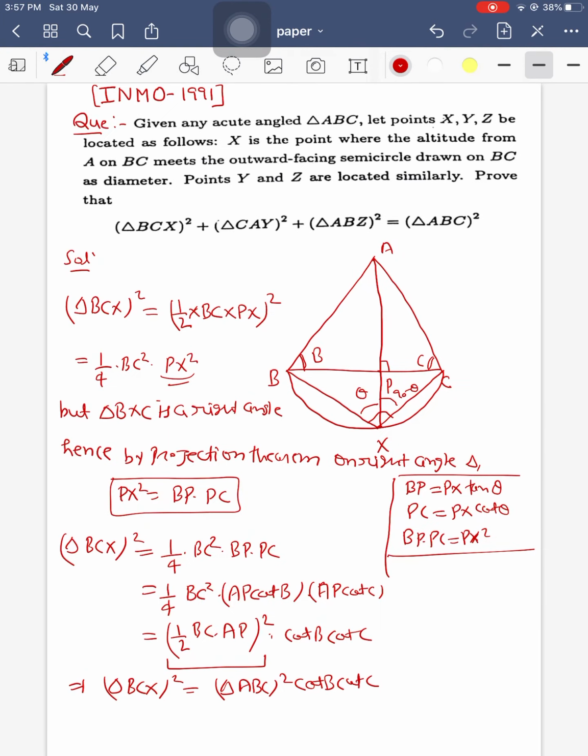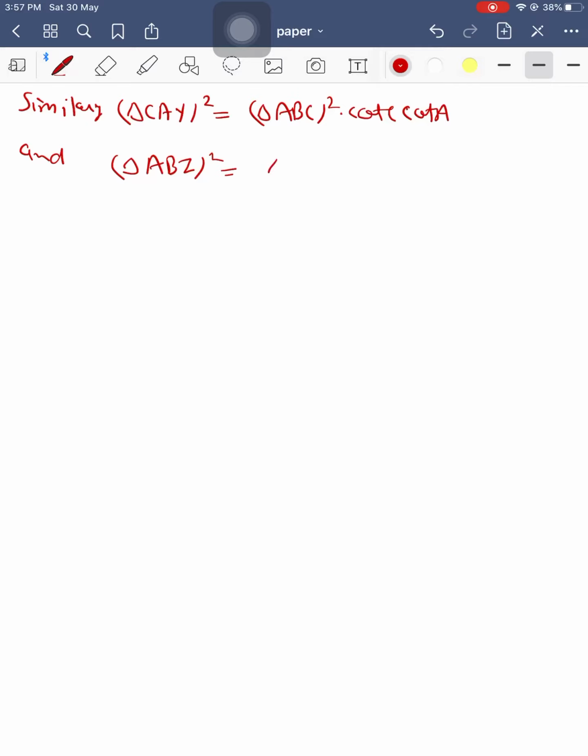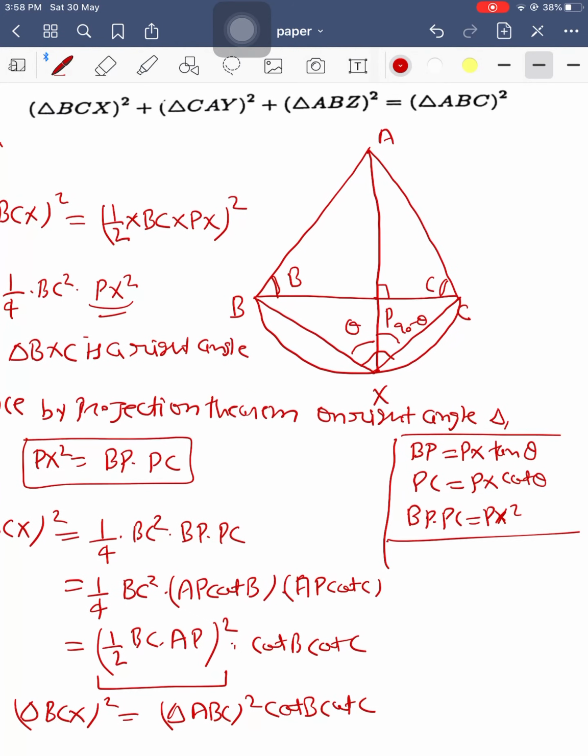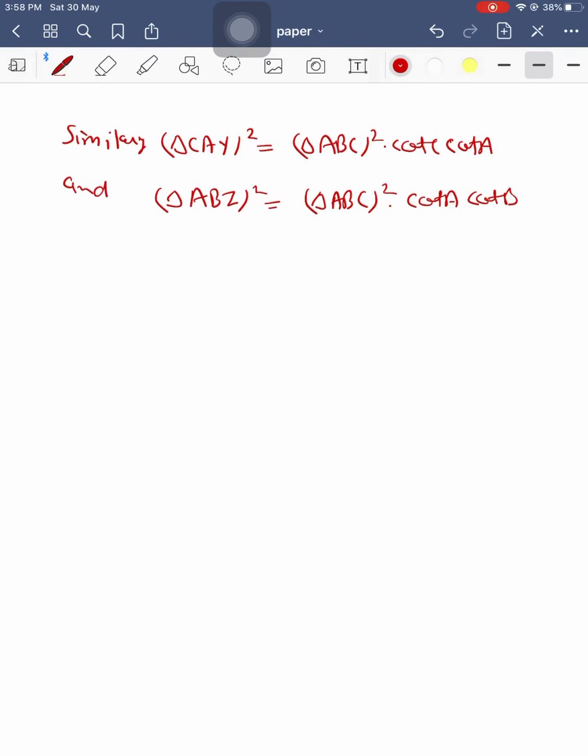Similarly we can write the square of the area of triangle CAY is the square of the area of triangle ABC multiplied by cot C cot A, and the square of the area of triangle ABZ is the square of the area of triangle ABC into cot A cot B. This is 1, this is 2, and this is 3.